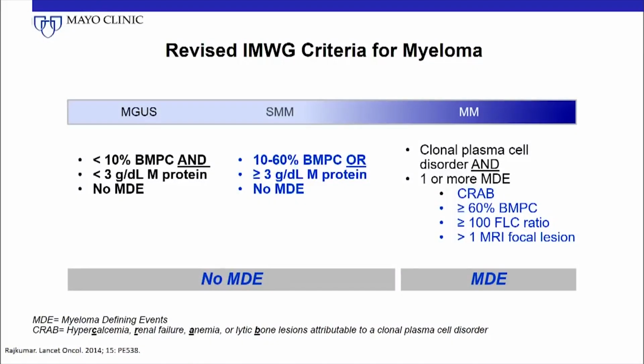So this patient that we had in the case with 3 focal lesions, which were beyond the 5 millimeter cutoff size, is automatically myeloma, not high-risk smoldering myeloma, and that's why that answer was correct.